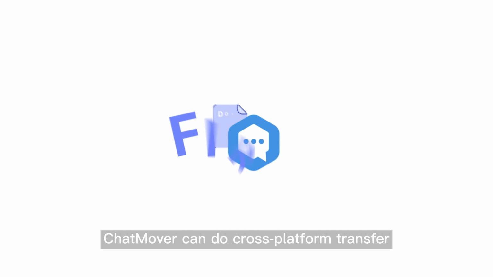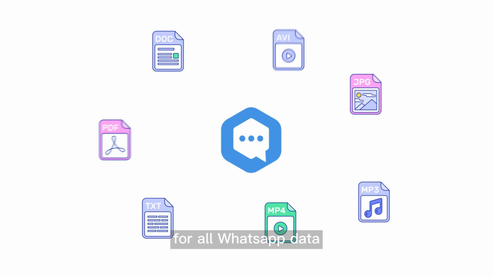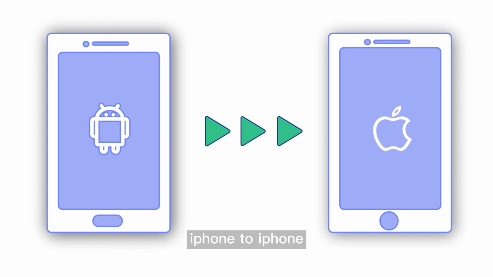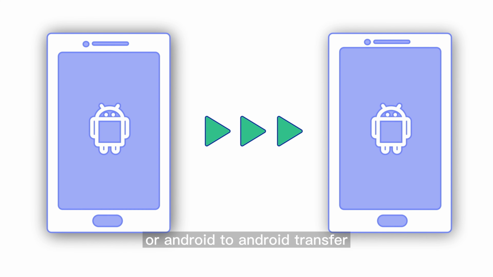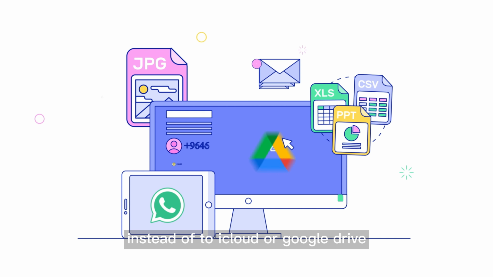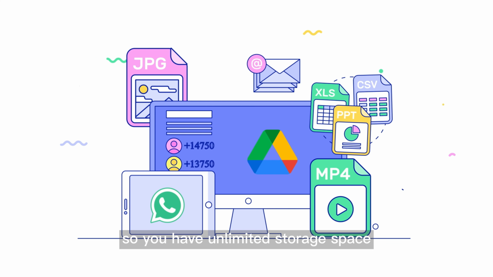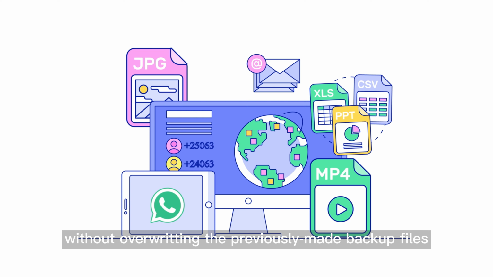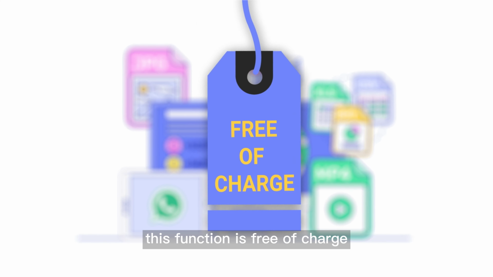First, ChatMover can do cross-platform transfer for all WhatsApp data, no matter iPhone to Android, Android to iPhone, iPhone to iPhone, or Android to Android transfer. Second, it supports backing up all kinds of WhatsApp data to PC, instead of to iCloud or Google Drive. So you have unlimited storage space to store as many WhatsApp backups as you want, without overwriting the previously made backup files. This function is free of charge.